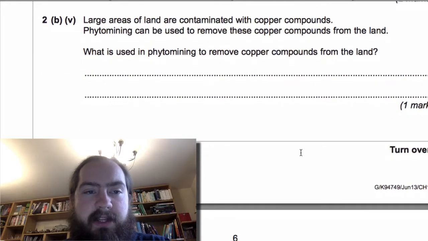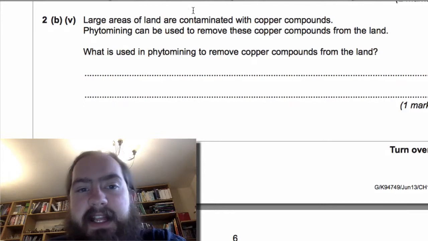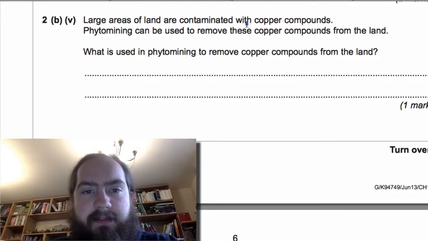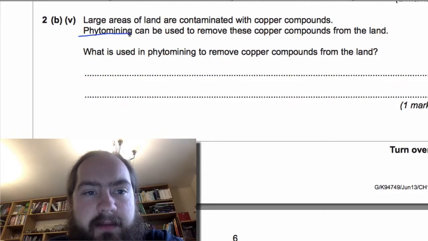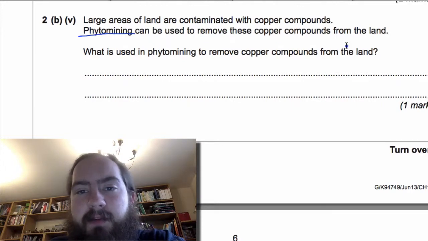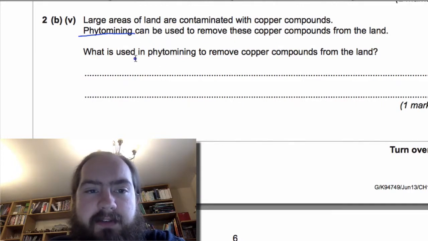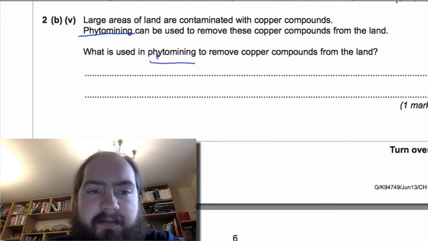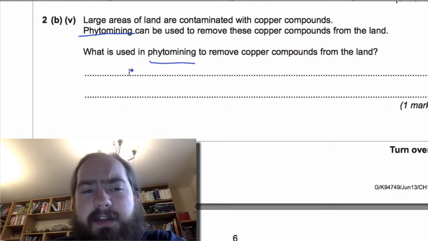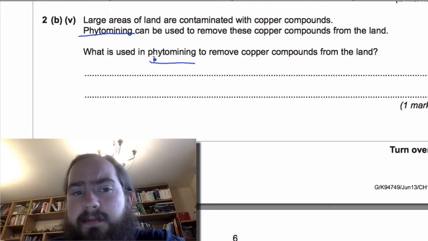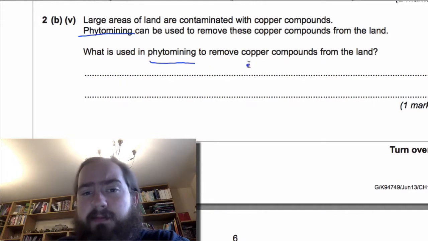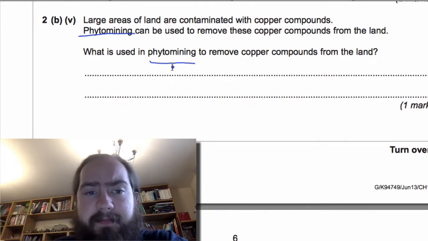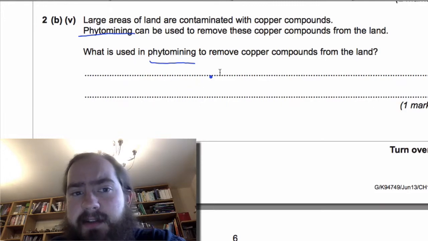Last part of the question then. Large areas of land are contaminated with copper compounds. Phytomining can be used to remove these copper compounds from the land. What is used in phytomining? Now, phyto is when we're using plants. So phytomining is using plants to remove copper compounds from the land. This is another one of those modern technologies that allows us to extract copper from low-grade ores.